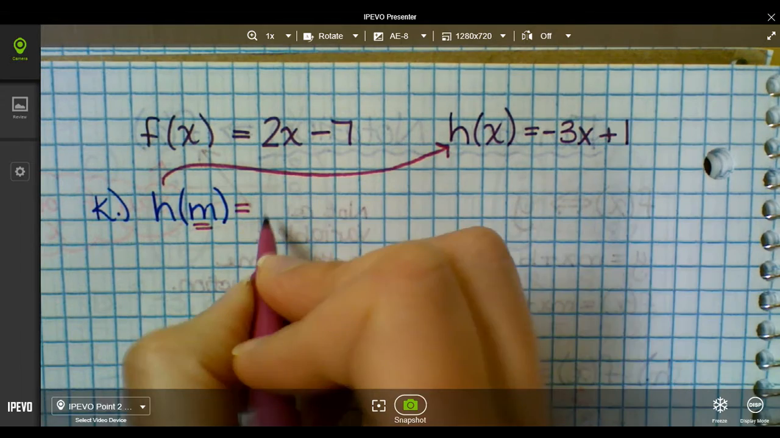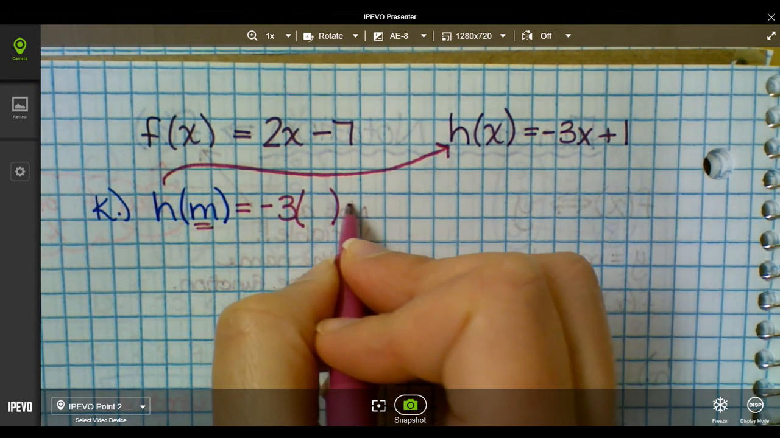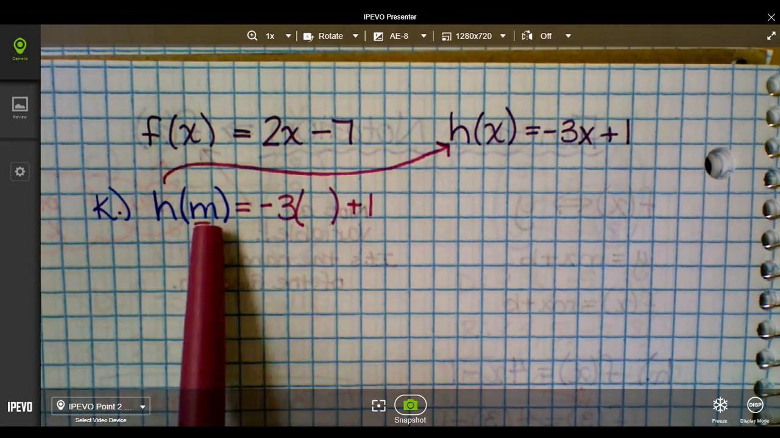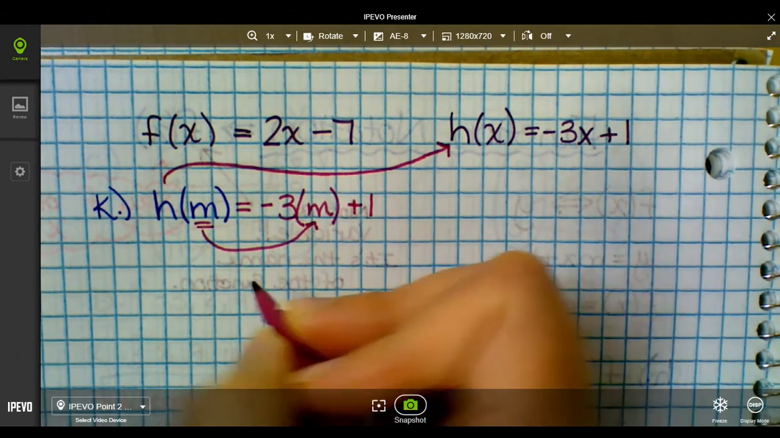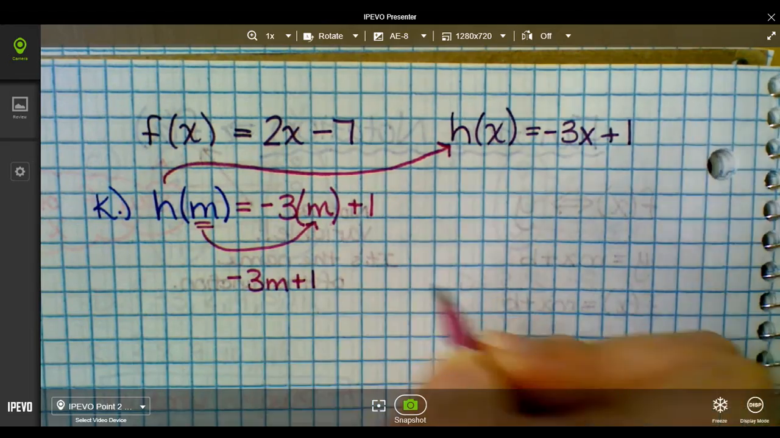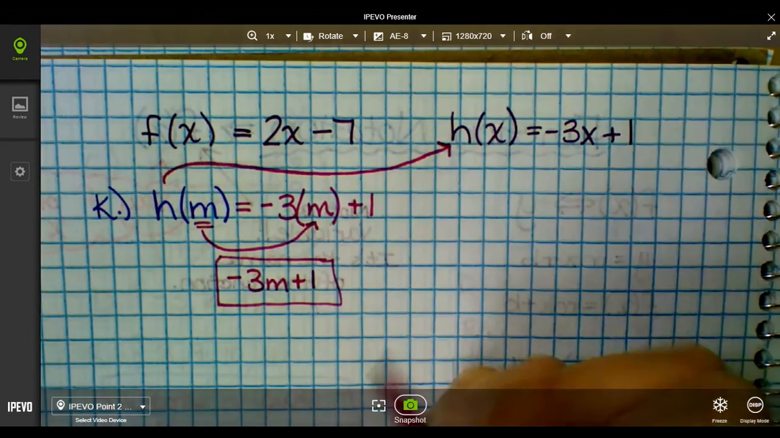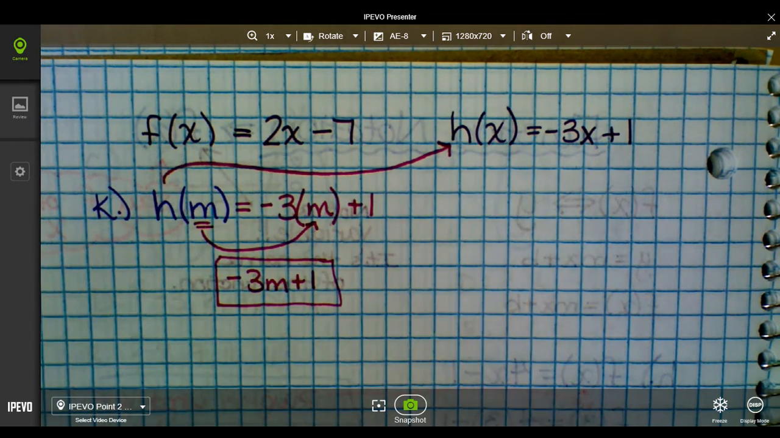Sometimes it helps to just open up whatever your x is. What am I plugging in for this x? I am plugging in m for this x. So really my answer is just -3m plus 1. That's what I'm getting out. I can't solve for it because I have no idea what m is. So this is my output. When I plug in m, this is what I get out. Okay, let's look at another one.